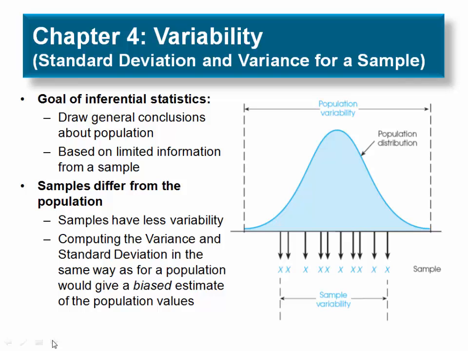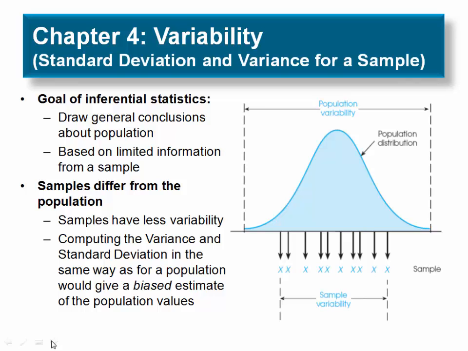The goal of inferential statistics is to use the limited information from samples to draw general conclusions about populations. The basic assumption of this process is that samples should be representative of the populations from which they come. This assumption poses a special problem for variability, because samples consistently tend to be less variable than their populations.